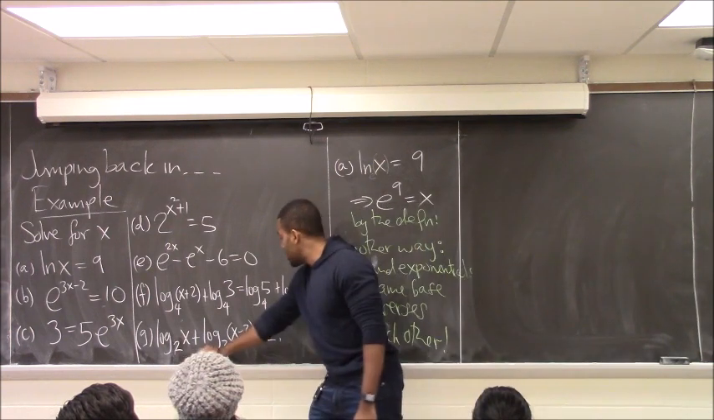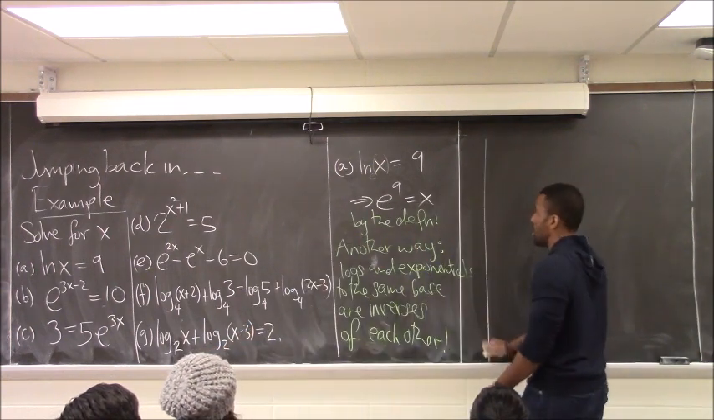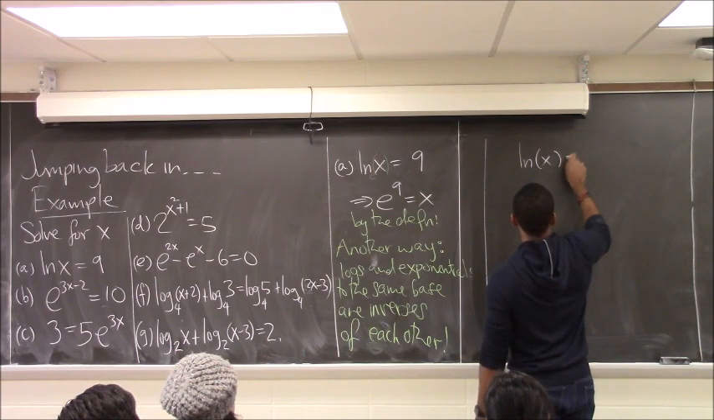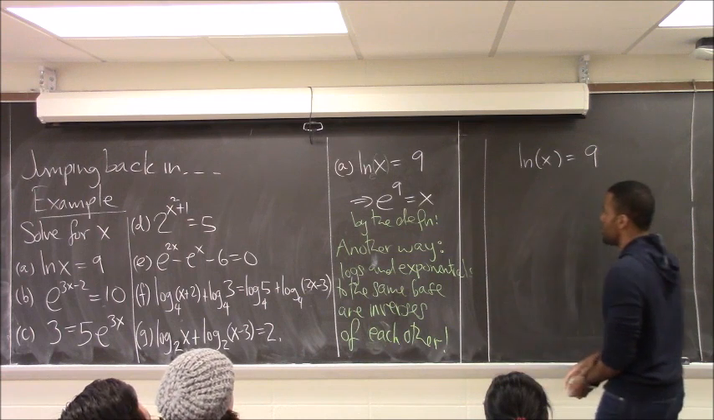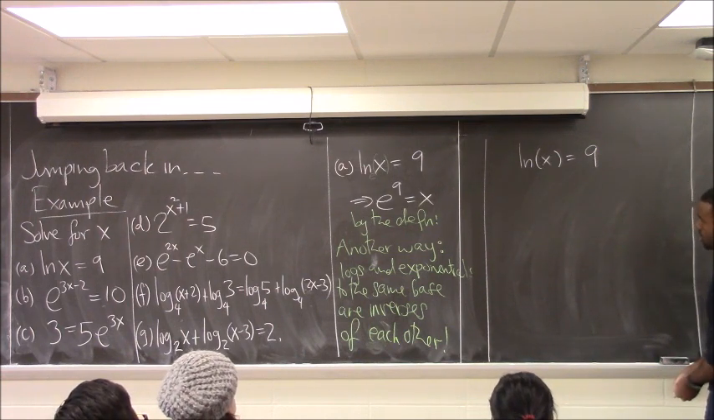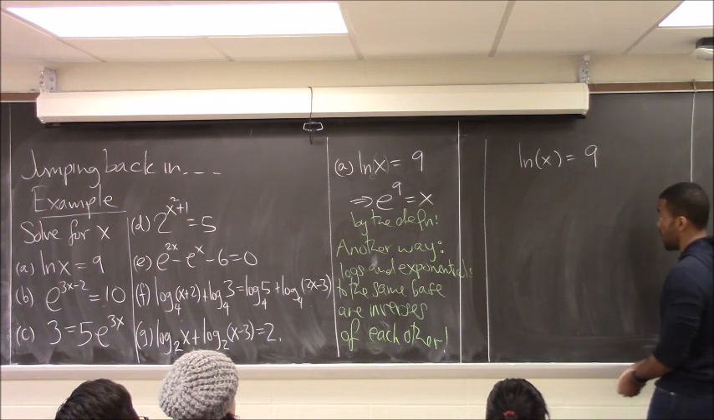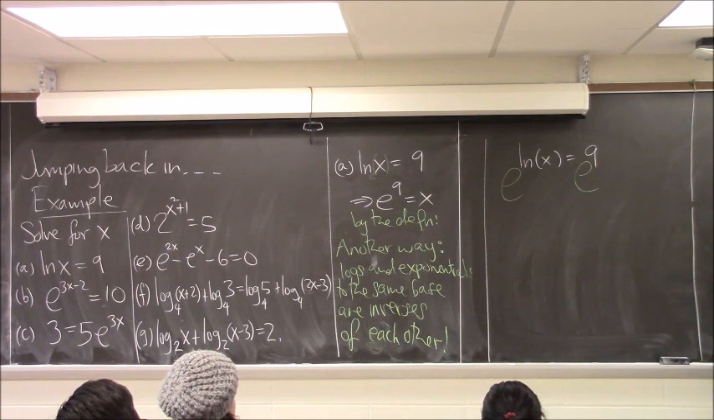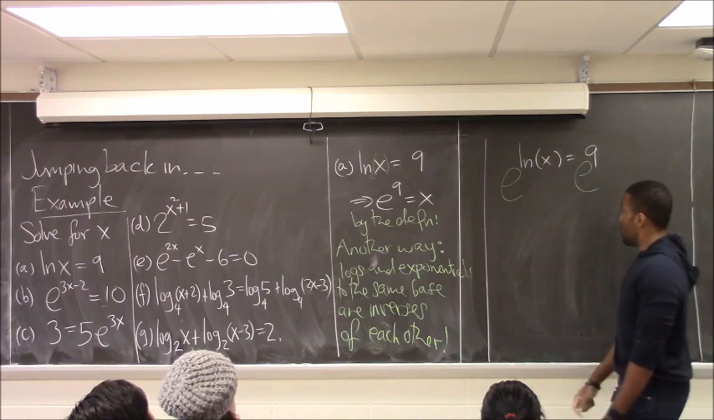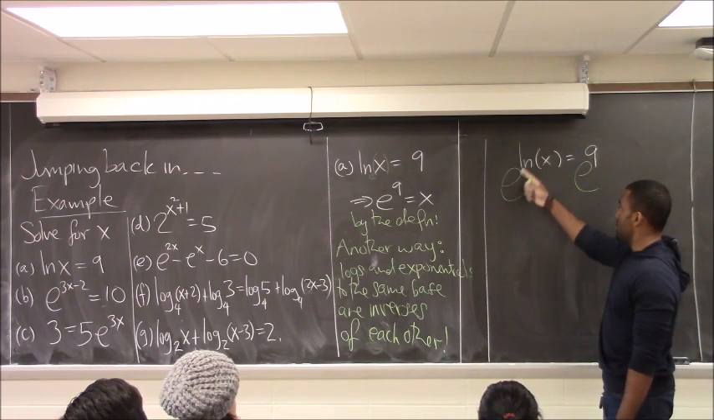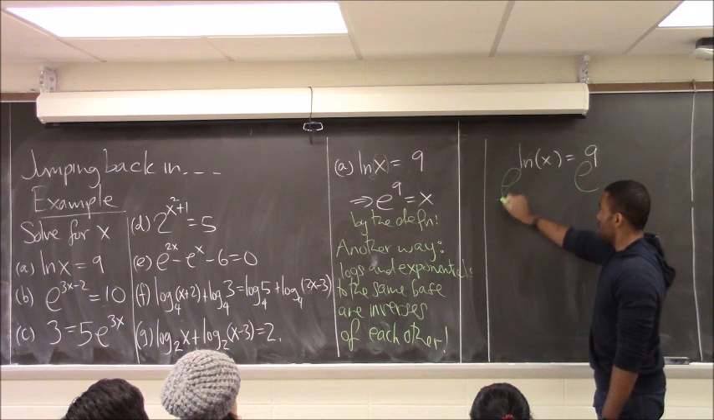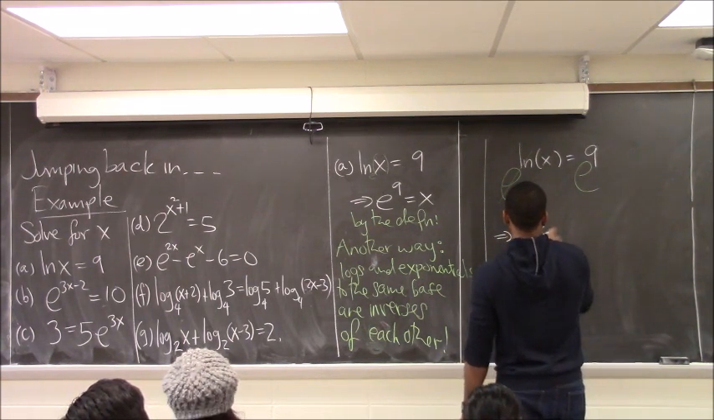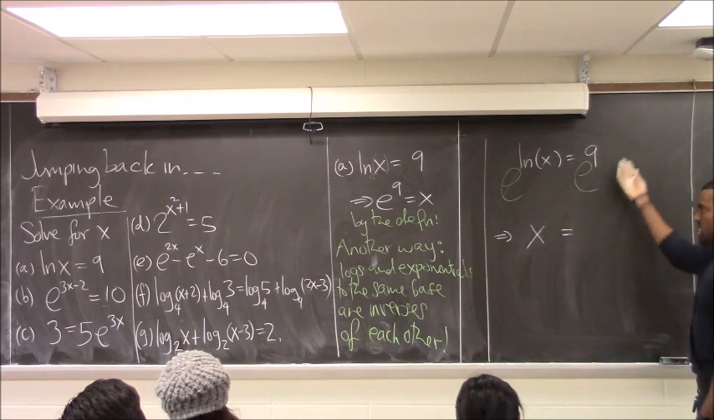So one way you can think of this is, if I have ln of x equals 9, you can use the exponential to cancel the logarithm. You can put both sides into the power of e. There's a rule that says e to the ln of anything is just that thing, so they actually cancel each other. That would leave us with x on this side, and over here, I just have e to the 9th.